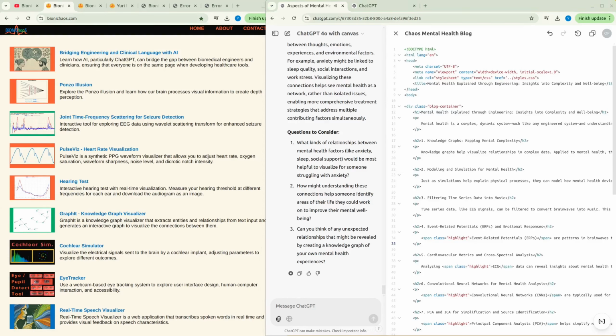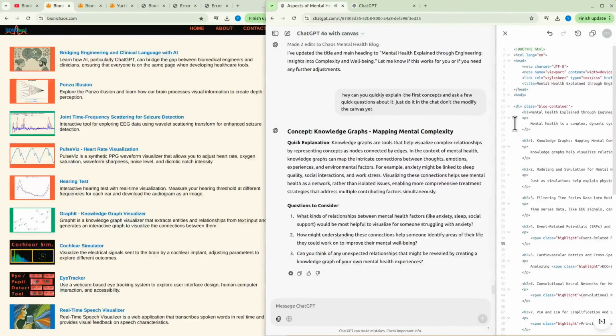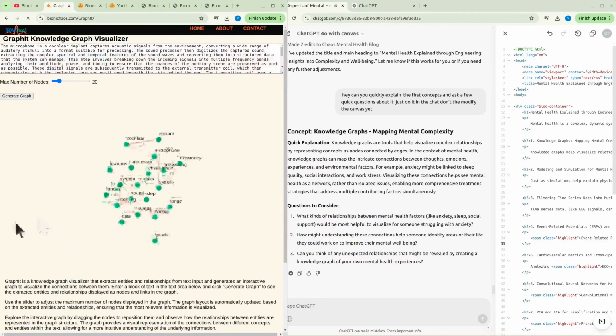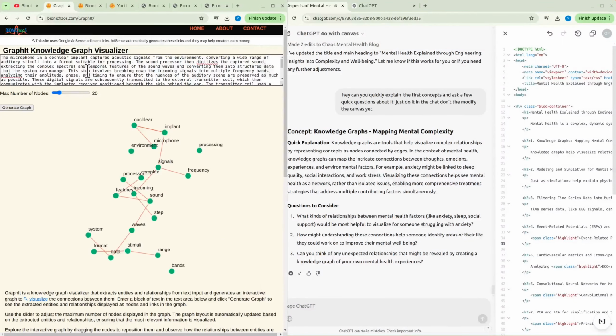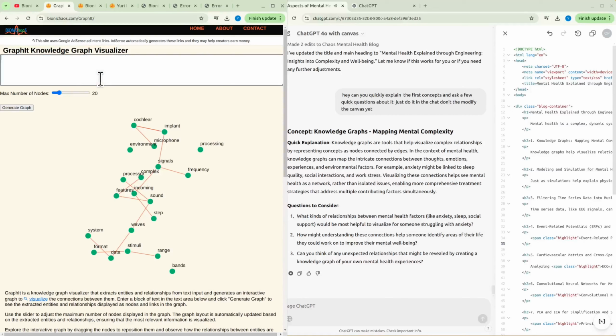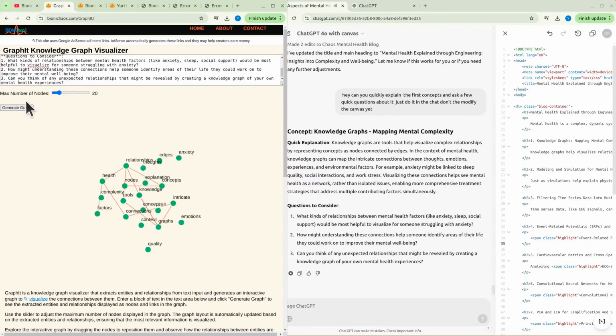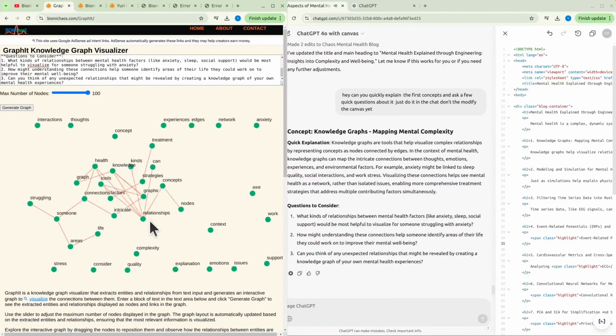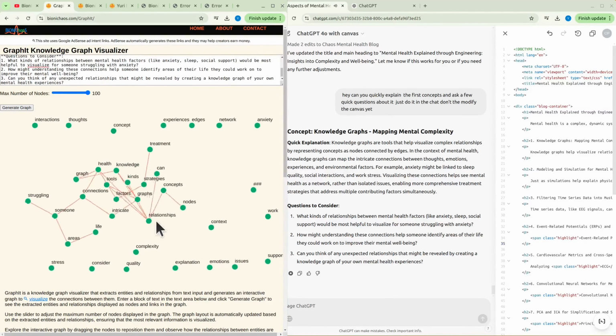Concept: knowledge graphs, mapping mental complexity. Quick explanation. Knowledge graphs are tools that help visualize complex relationships by representing concepts as nodes connected by edges. In the context of mental health, knowledge graphs can map the intricate connections between thoughts, emotions, experiences, and environmental factors. For example, anxiety might be linked to sleep quality, social interactions, and work stress. Visualizing these connections helps see mental health as a network rather than isolated issues, enabling more comprehensive treatment strategies that address multiple contributing factors simultaneously.